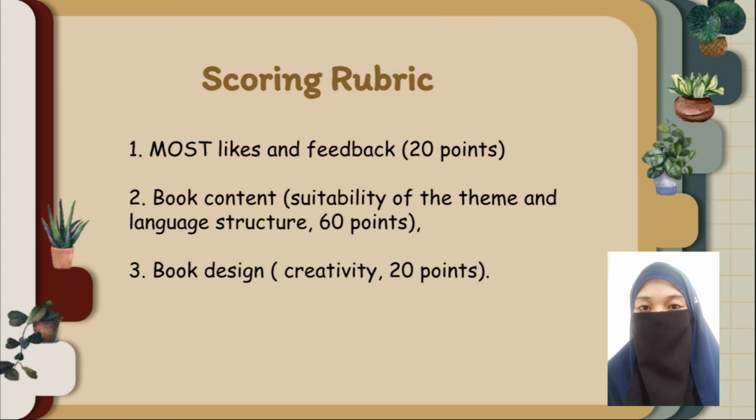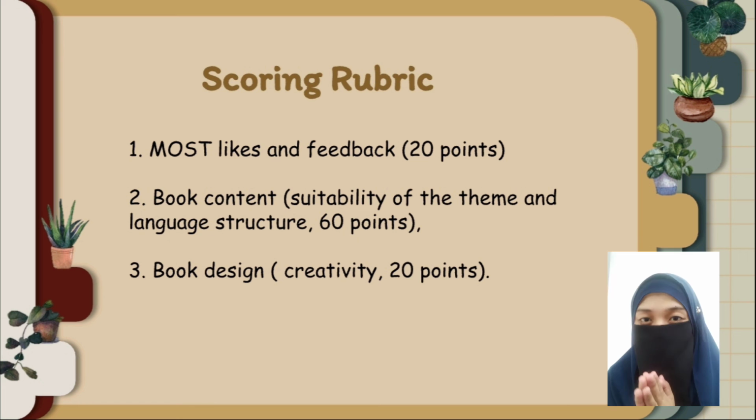As you all can see on your screen, here is the scoring rubric for the project. First, the highest number of likes and feedback, reflecting your success in marketing your digital book, contains 20 points. The second is the digital book content, suitability for the theme and language structure, 60 points. The last, the book design, is 20 points.